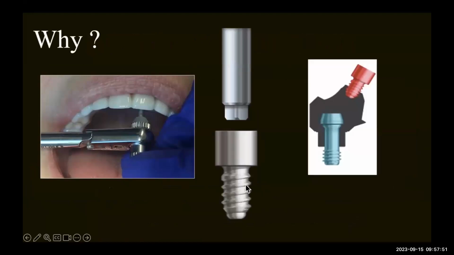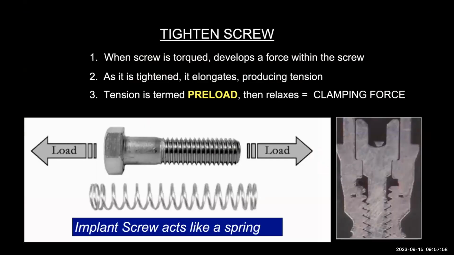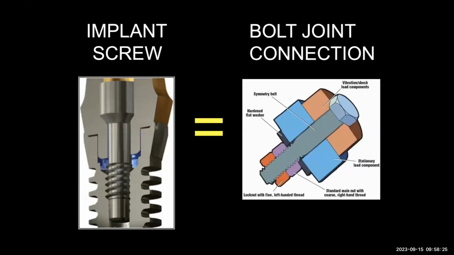So you have to understand about these screws. What is the engineering basis behind these screws? When you take a screw and you put it into the implant, basically you're torquing it. And when you torque it, as it tightens, those threads elongate and that produces tension. That tension is called a preload. And that preload is the force that's built up in here to hold that prosthesis on. Unfortunately, it relaxes a little bit and then it's called the clamping force.